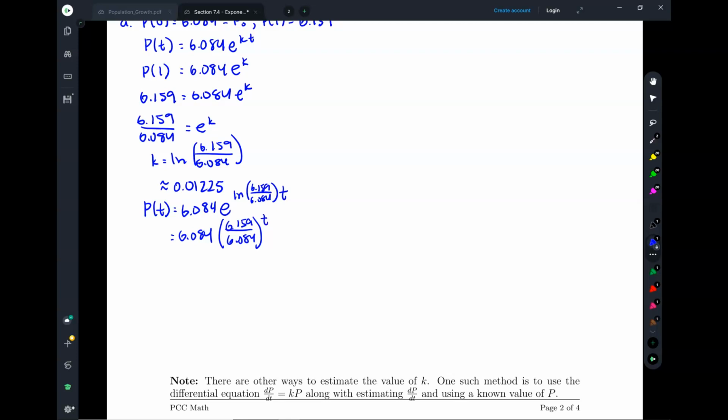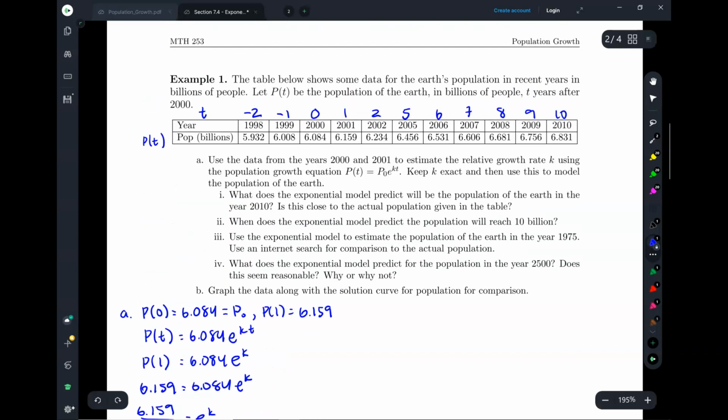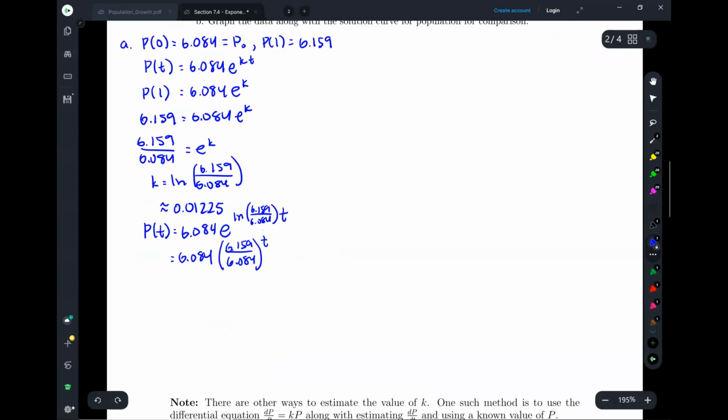So okay, we've done part A here, and now we're going to answer these 4 questions. First off is, what does the exponential model predict will be the population of the Earth in the year 2010? And we actually have that data, so we'll be able to compare and see how accurate this model is. Okay, so here we go. We're going to do P of 10. Actually, this is not B, this is part 1.